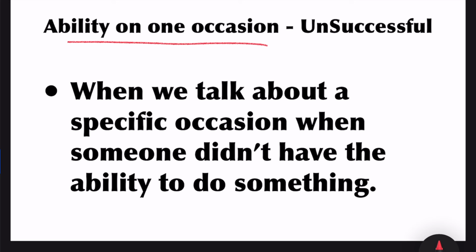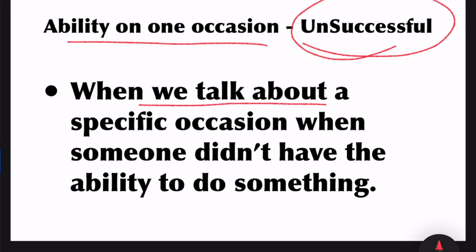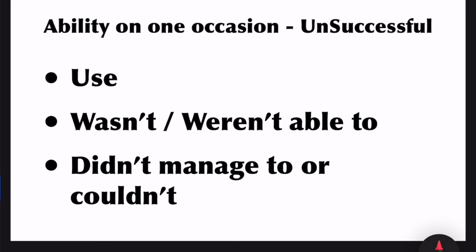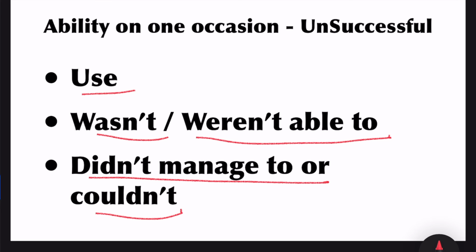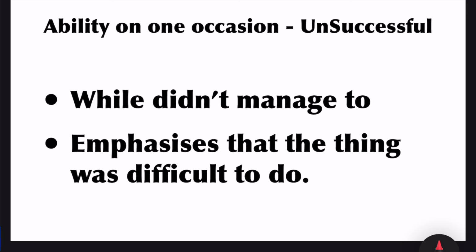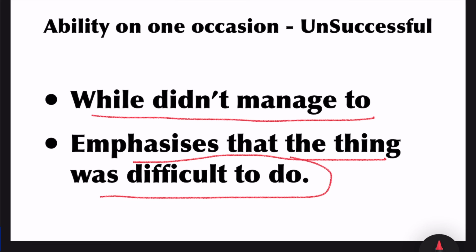Ability on one occasion, unsuccessful. When we talk about a specific occasion when someone didn't have the ability to do something, use wasn't or weren't able to. Wasn't able to or weren't able to. Or didn't manage to or couldn't. These are the phrases we have to use to express our past unsuccessful ability. Wasn't and weren't able to are more formal than couldn't, while didn't manage to emphasizes that the thing was difficult to do.